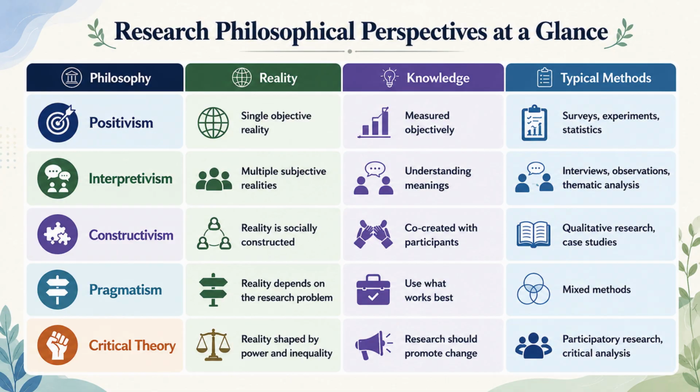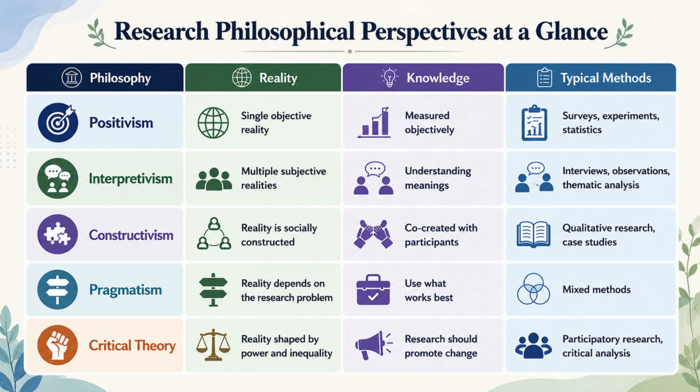The figure summarizes the major research philosophical perspectives by comparing their assumptions about reality, knowledge, and research methods. Positivism assumes a single objective reality and relies on quantitative methods, such as surveys and experiments. Interpretivism views reality as subjective and seeks to understand people's experiences through qualitative methods.